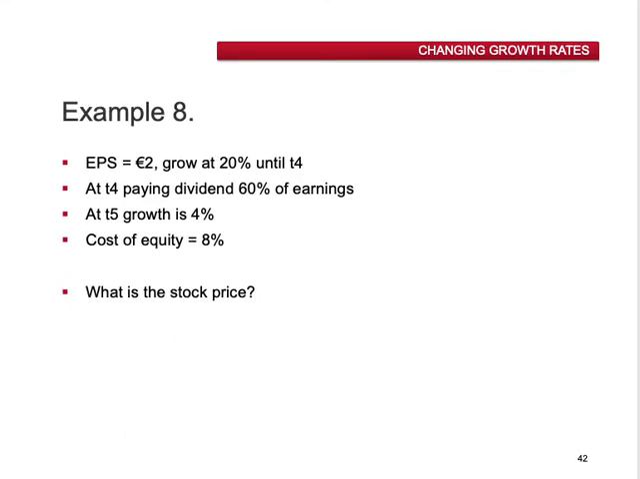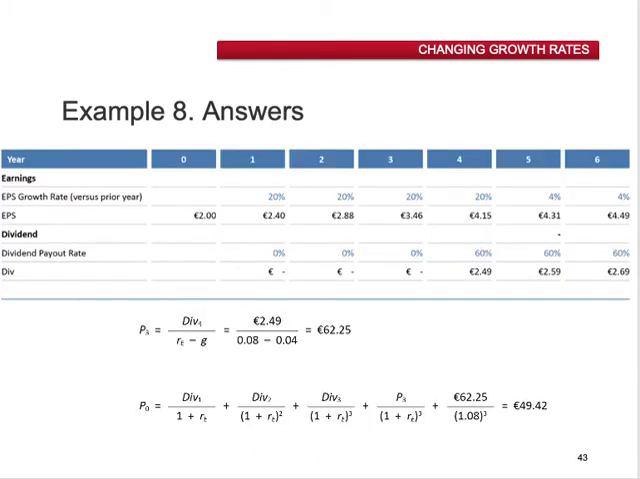At that point, so at the end of year 4, other companies are likely to bring out competing products. Analysts project that at the end of year 4, McDonald's will cut investment and begin paying 60% of its earnings as dividends, and its growth will slow to a long-run rate of 4%. If McDonald's equity cost of capital is 8%, what is the value of the share today? Good luck. Let's have a look at the answers of example 8.